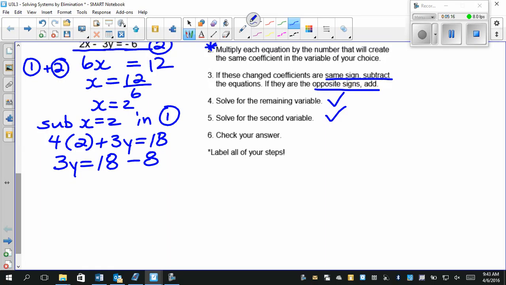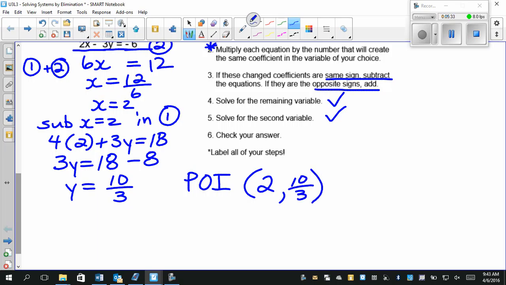So 18 minus 8 gives me 10. Then I have to divide that by 3. So my point of intersection in this case is (2, 10 over 3). So that's my solution there.